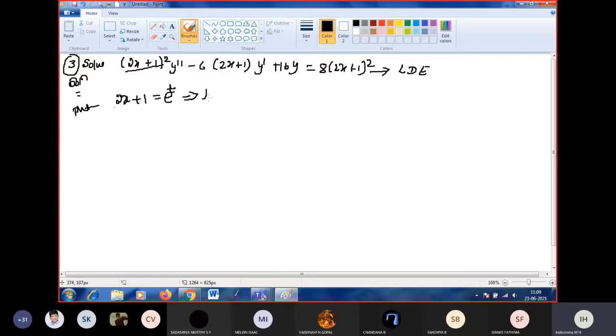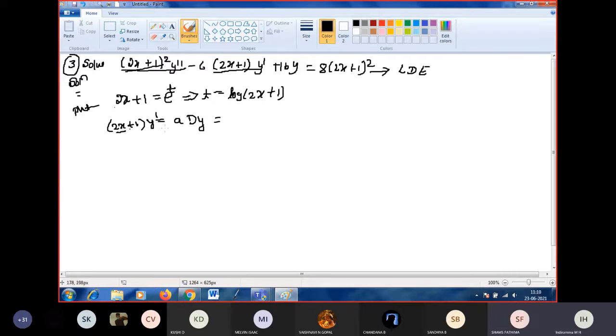This implies t is log of 2x plus 1. After this, we have to find the values of (2x+1) y' and (2x+1)² y''. We know that (2x+1) y' is equal to a times Dy. What is a? The coefficient of x is a, which is 2. So (2x+1) y' is 2Dy.